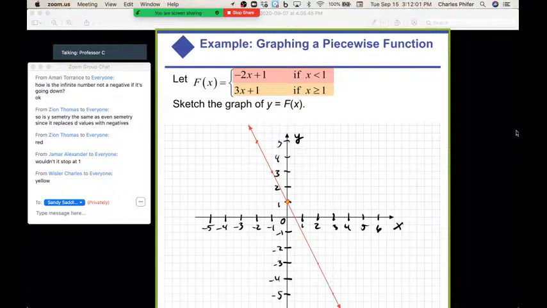1, 2, 3, and 1 is here. 1, 2, 3, 1 should be about there. 1, 2, 3, and 1 is here. And let me take it a little bit further, right? So we're going to go from here to here. That looks good. Okay, that looks better. And let's just be consistent.